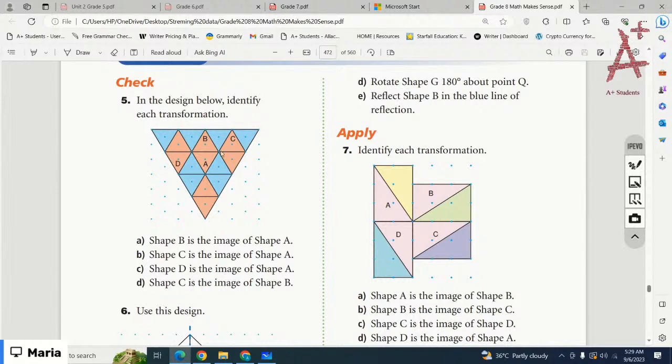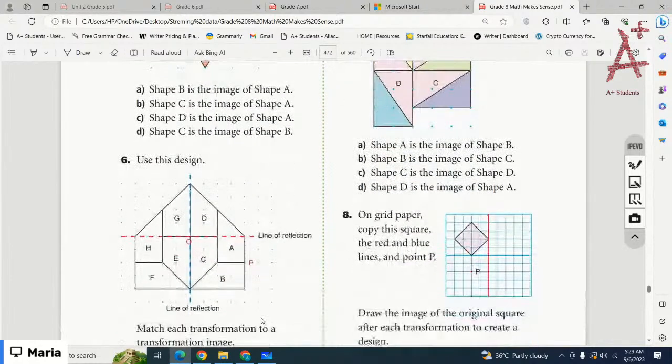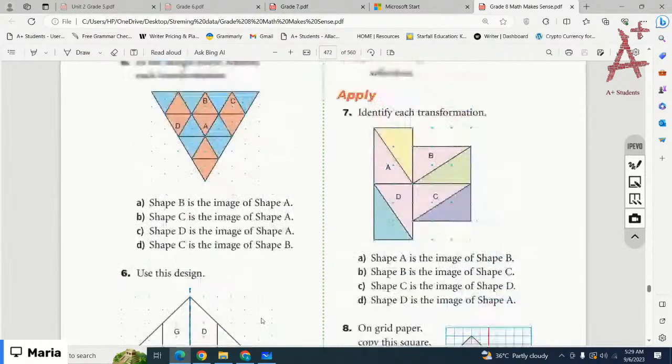Shape C is the image of shape B. Here is C and here is B, right? That means that is again a translation from B to C. Okay, question number 7. Identify each transformation.